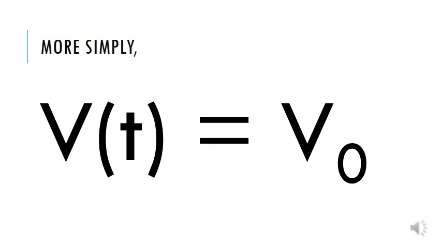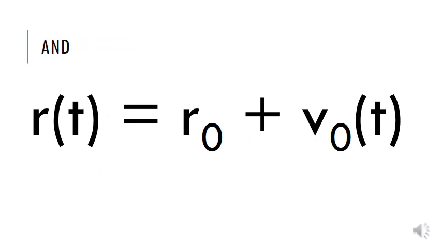Therefore, we could rewrite the equation more simply as v of t equals v naught, because velocity is constant, and r of t equals r naught plus v naught t, because the position of the next time step is going to be the position of the time step beforehand plus the constant velocity.